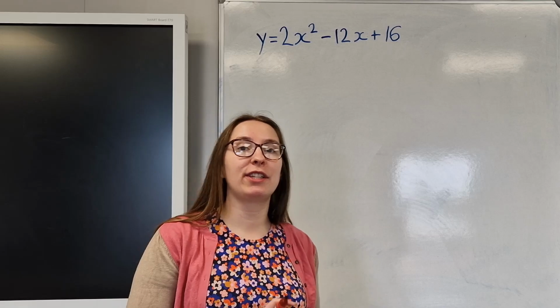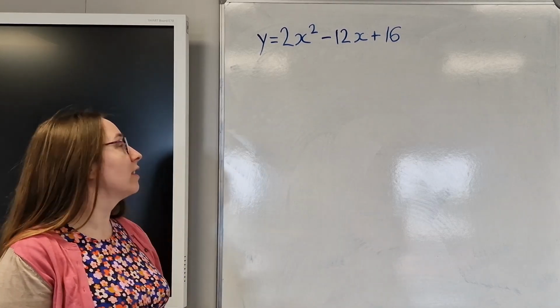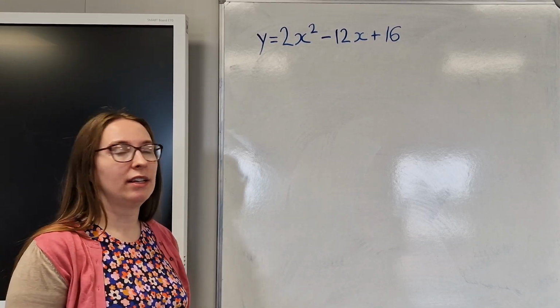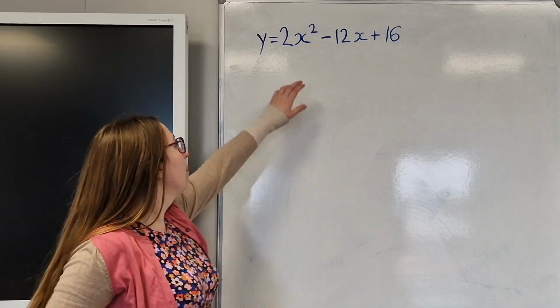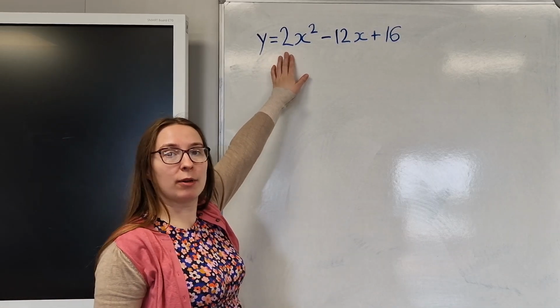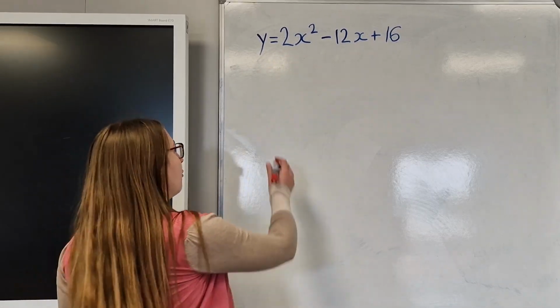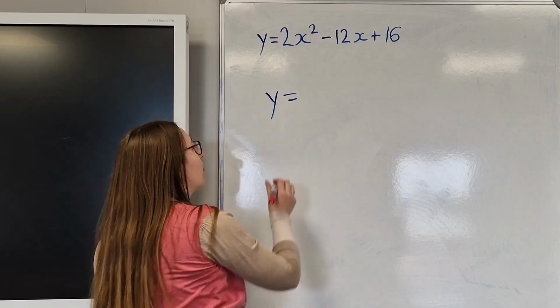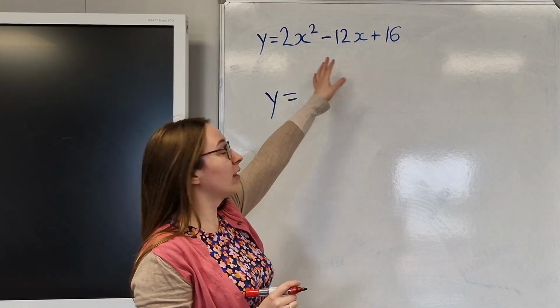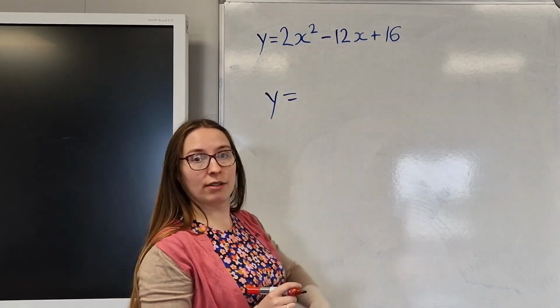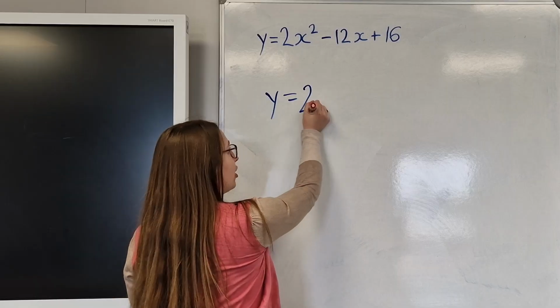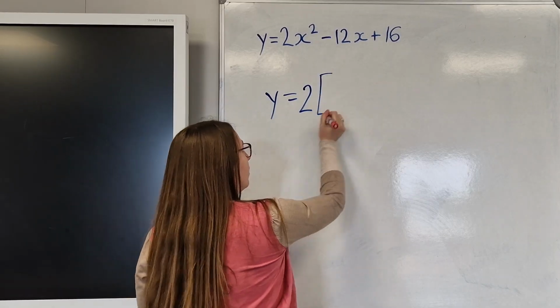So now we want to find the turning point of this quadratic. So what we're going to need to do is complete the square. Now this is a little bit more tricky because the coefficient in front of the x squared is greater than 1. So first things first, we're going to take out a common factor. Now we can see that 2 goes into each of these terms. So I'm going to take 2 out at the front and then factorise.